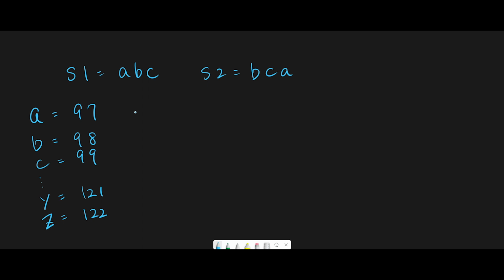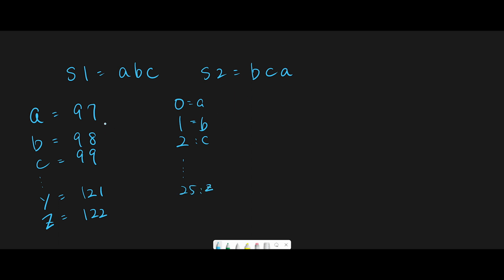So, how can we solve this question with ASCII values? First of all, we have to calculate the index number. This is a case where S1 and S2 consist of lowercase English letters. So first of all, we prepare an array with a length of 26, from A to Z. Index 0 means A, index 1 is B, and index 2 is C. So that's why Z should be 25, right?